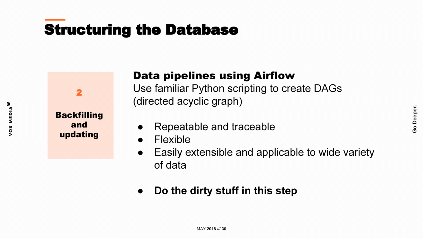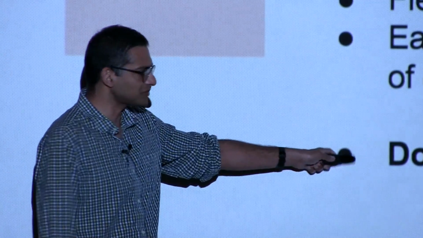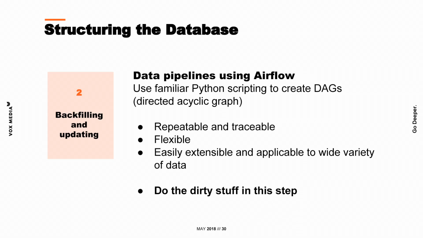It's flexible. There are a bunch of different languages you can use around it. It's easily extensible to a wide variety of data. Let's say some of your data is coming through an API, and some of your other data is coming from BigQuery or Google Analytics. No matter where your data is coming from, you can attach to all of it. And in these DAGs, this is where you do the dirty stuff. This is where you code up that nasty Google Analytics query. You put it in this step so that you don't have to keep doing it over and over again every time you want to get to that data that's going to give you insights quickly.